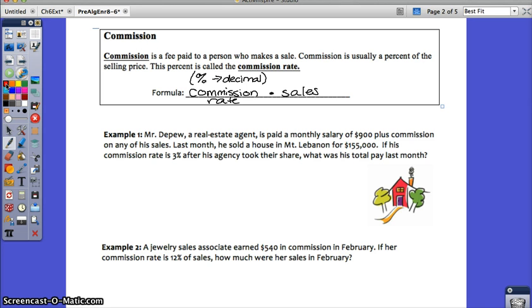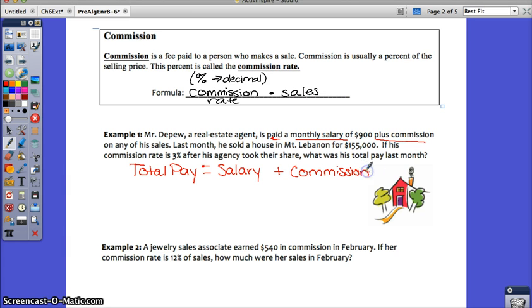Mr. Depew, a real estate agent, is paid a monthly salary of $900 plus commission on any of his sales. Last month, he sold a house in Mount Lebanon for $155,000. If his commission rate is 3% after his agency took their share, what was his total pay last month? So here we want to find his total pay, and his total pay is going to be a monthly salary plus commission. So we know that his total pay is made up of his monthly salary plus his commission.